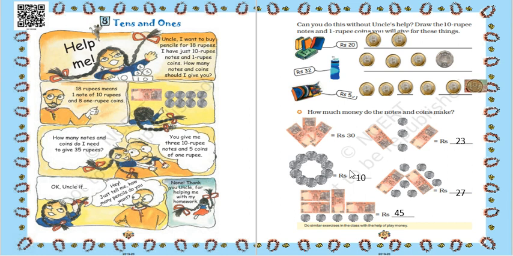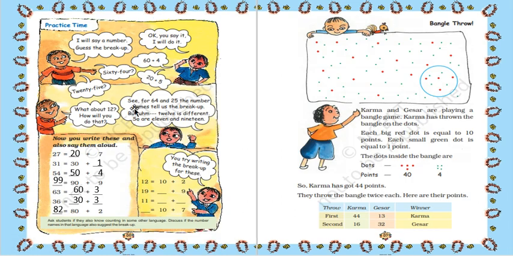Now you have to count and write here. The money is given here. These are 3 ten rupee notes, so it will become 30. And here, 2 notes of 10 rupees and 3 coins of 1 rupee, so it will become 23. And these coins are 10 in number, so it will be 10 rupees. And these are 2 notes of 10 rupees and 7 one rupee coins. It will become 27. And when you count all this, it will become 45. Okay, it will be easy for you to count with the help of a picture.